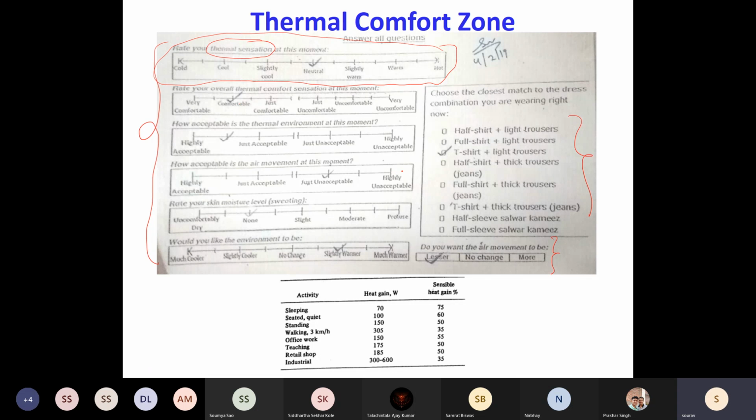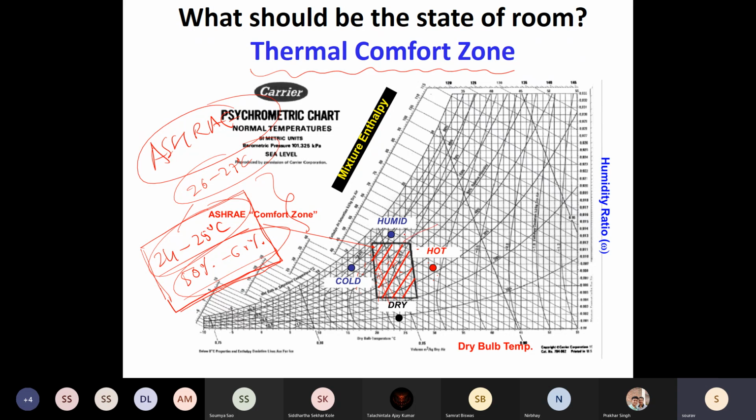So this comfort region is also very sensitive to air speeds. This comfort region has been given for a particular range of airspeed. If you increase or decrease the airspeed, this region will also shift right or left or up and down.